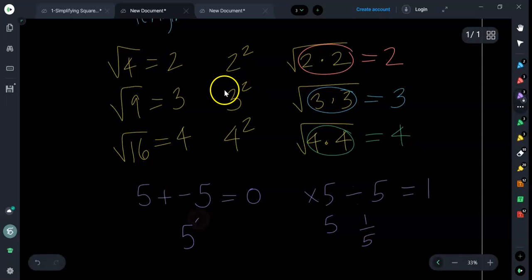Squaring something, if I do 5 squared, if I square root it, I undo it. That's just 5. The radical and the squared cancel. Just like here, the plus and the minus cancel. The multiplication and the division reduce. So those are inverse operations.